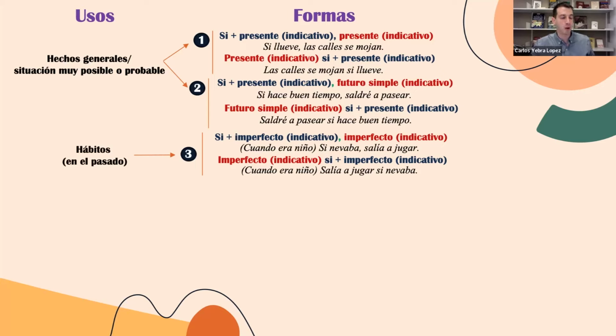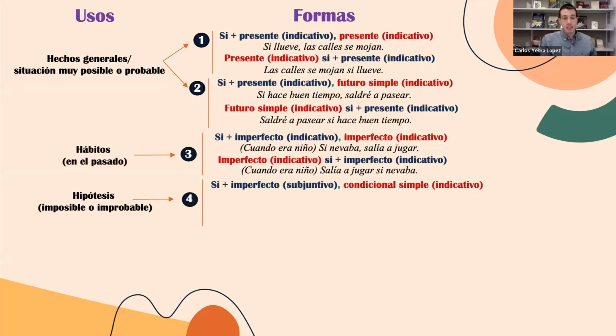Now let's suppose we want to express a hypothesis that is either impossible or highly unlikely. Now in that case, we need to resort to the subjunctive. So we're going to adopt this structure. We're going to use an if clause in imperfecto de subjuntivo, and then the main clause in condicional simple, as in, si ganara la lotería, me compraría una casa más grande. If I won the lottery, I would buy a bigger house, or vice versa without a comma.